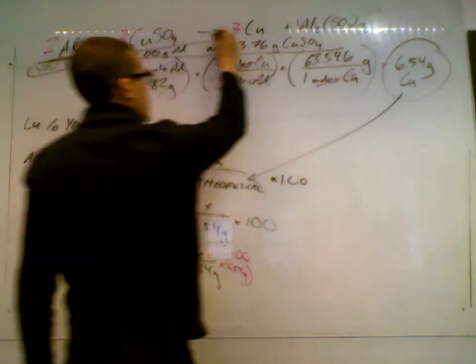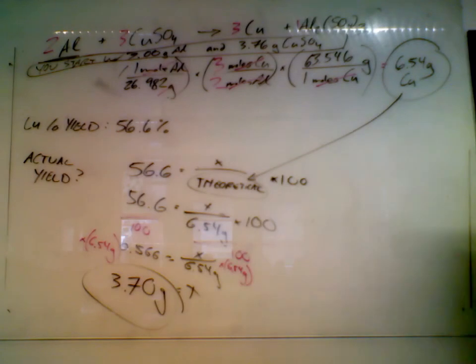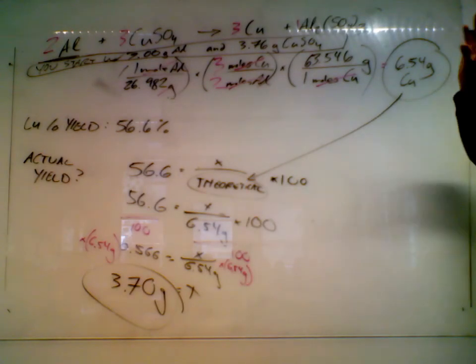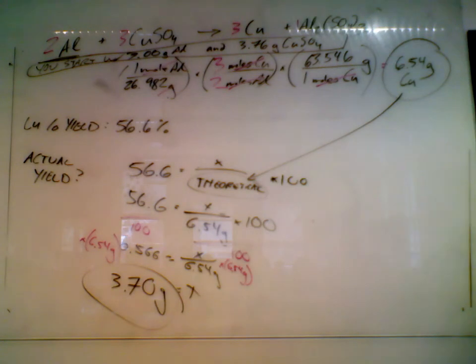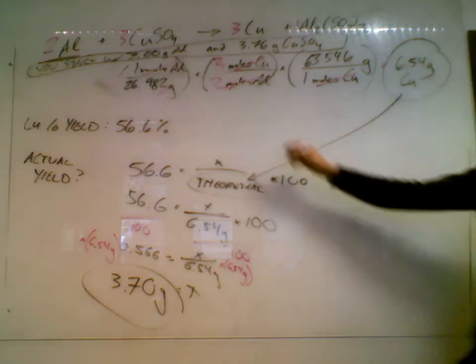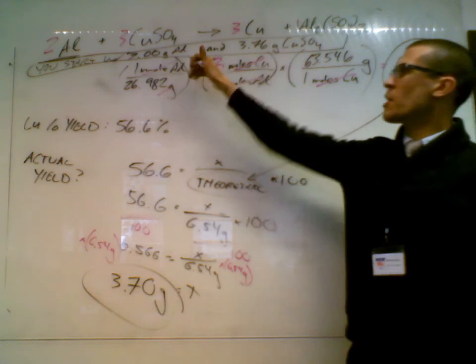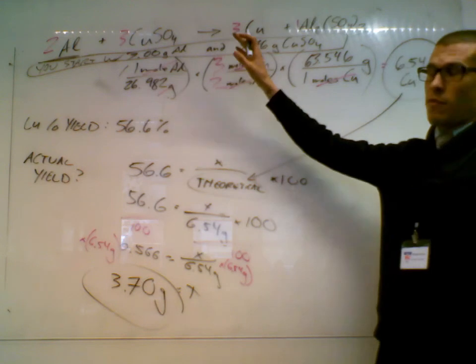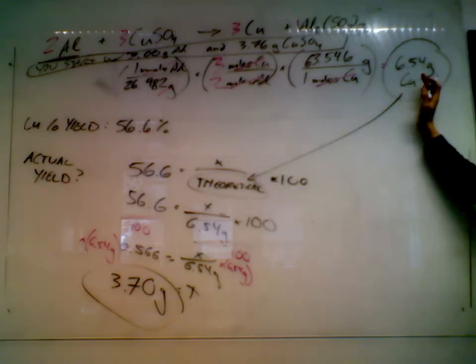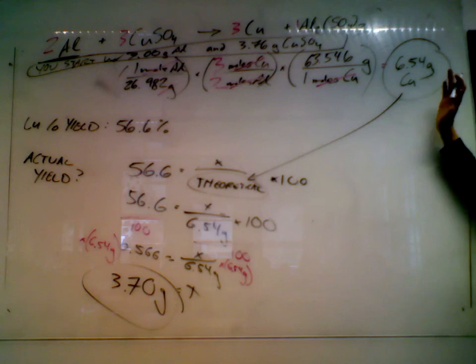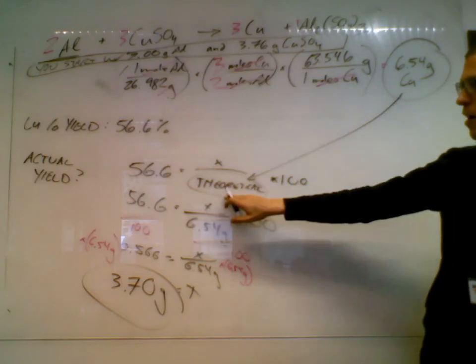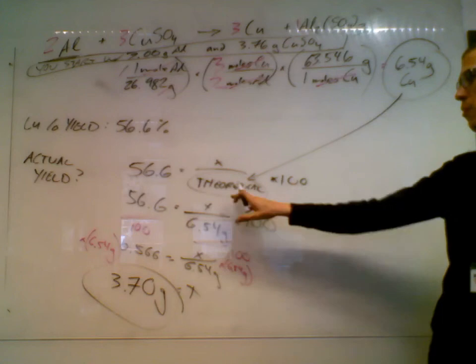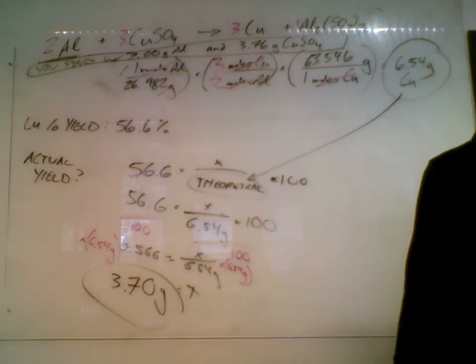Okay, so that's our starting point. Now this becomes a much more difficult problem because there's more steps, not because it's more difficult to think through. The first thing we have to do is find which one of these is the limiting reactant, and then from that find the theoretical yield, and finally the actual yield.